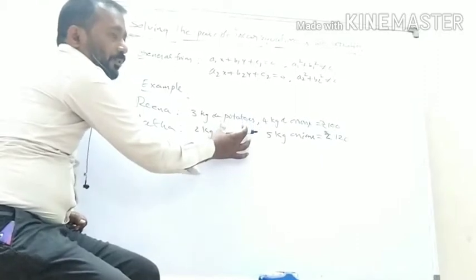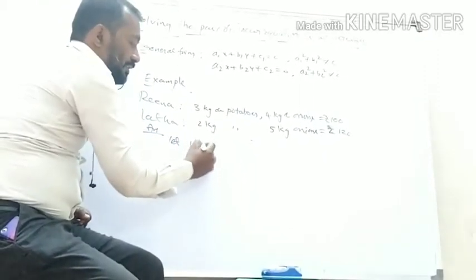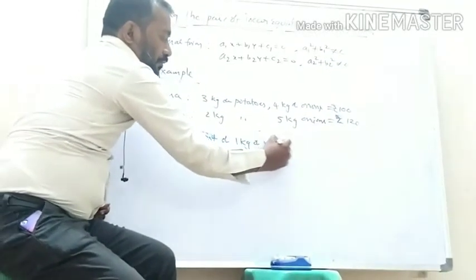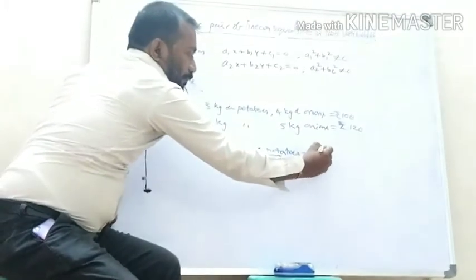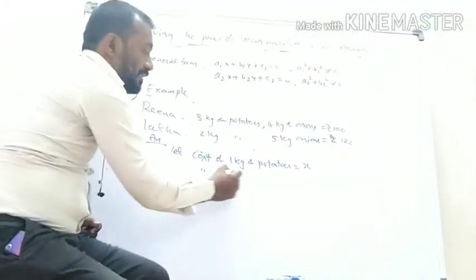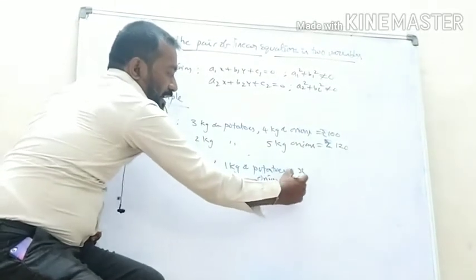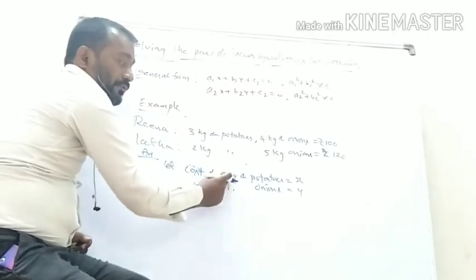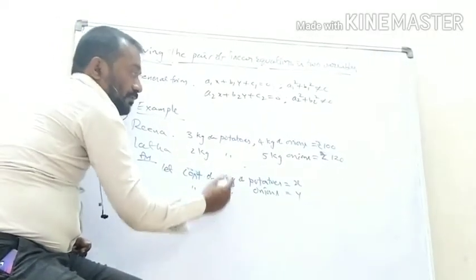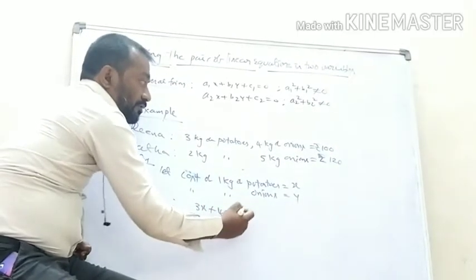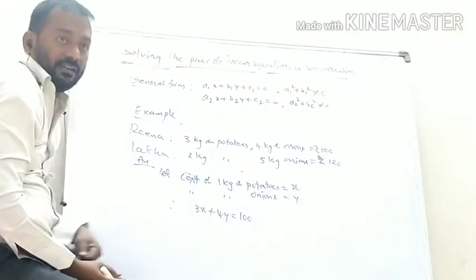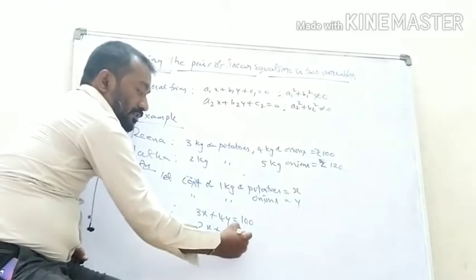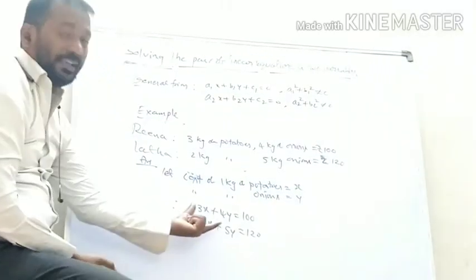Let the cost of 1 kg of potatoes be x rupees, and the cost of 1 kg of onions be y rupees. Make it into linear equation form. 3 kg of potatoes, with 1 kg costing x: 3x plus 4y is equal to 100. We got a linear equation. Second equation: 2x plus 5y is equal to 120. Now we have a pair of linear equations.